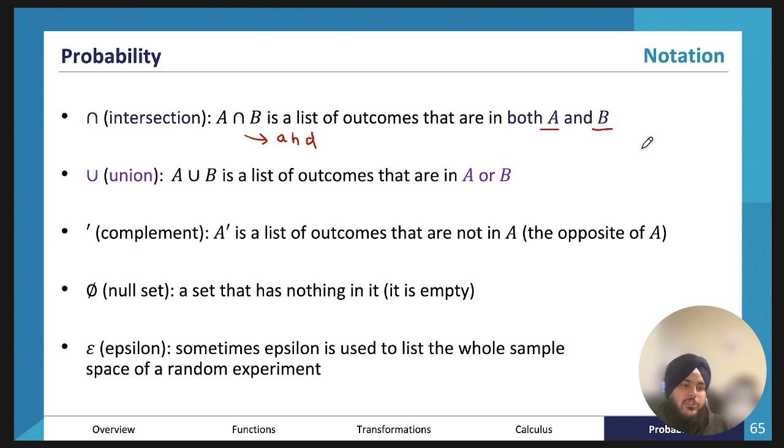Next, we have complement. So complement is just the list of outcomes that are not in that particular event. So for example, let's just say I'm finding the probability of A not. It will just be any outcomes that are not part of A.